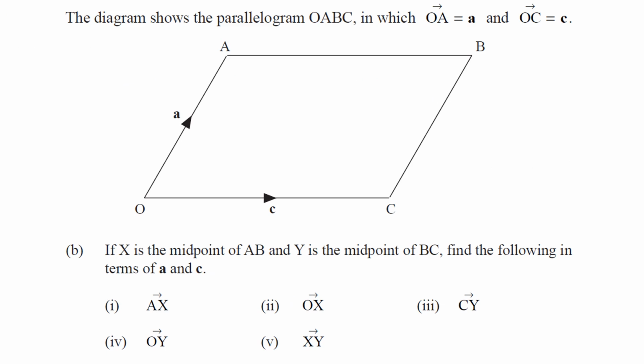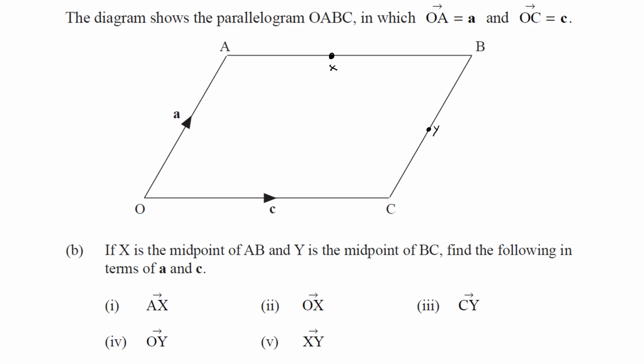So we've got the exact same parallelogram, but then we're told here if X is the midpoint of AB, so in the middle of AB, there is a point X, and in the middle of BC, there is a point Y. Find the following in terms of A and C. Okay, so we'll try and work through this one a little bit quicker.